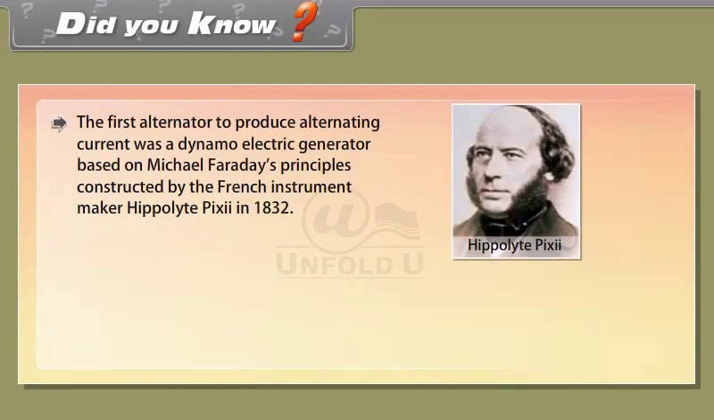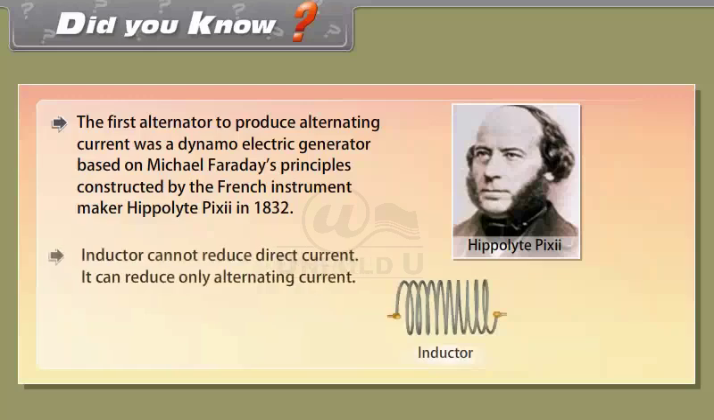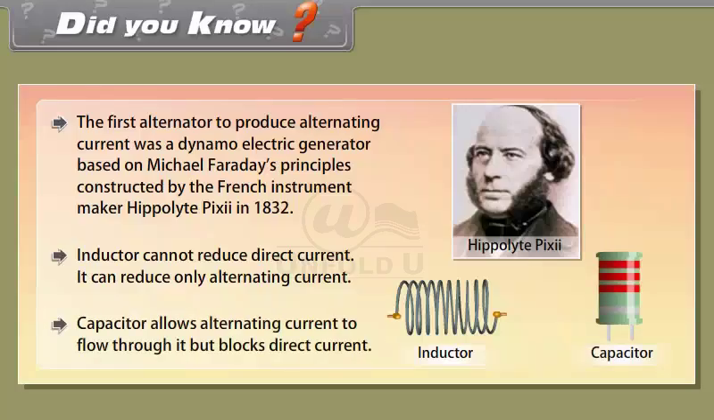Did you know? The first alternator to produce alternating current was a dynamo-electric generator based on Michael Faraday's principles constructed by the French instrument maker Hippolyte Pixii in 1832. Inductor cannot reduce direct current. It can reduce only alternating current. Capacitor allows alternating current to flow through it, but blocks direct current.